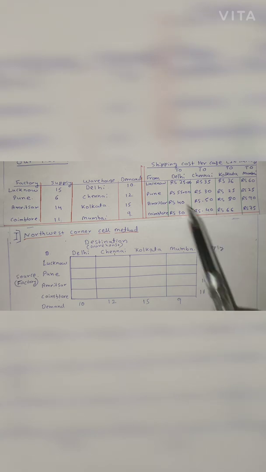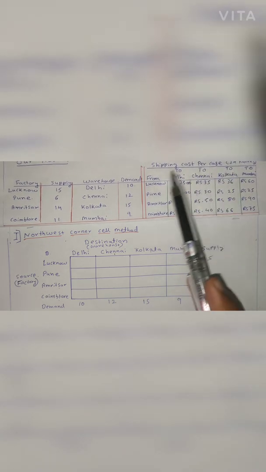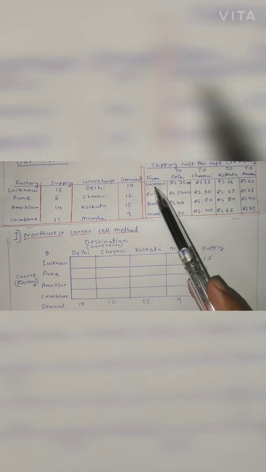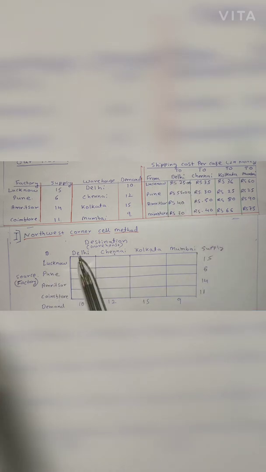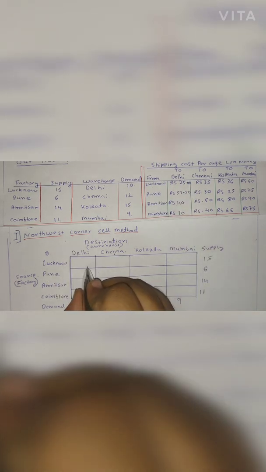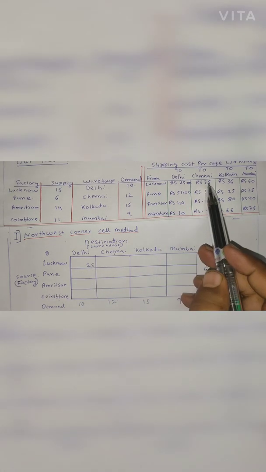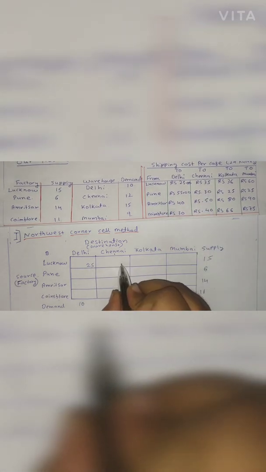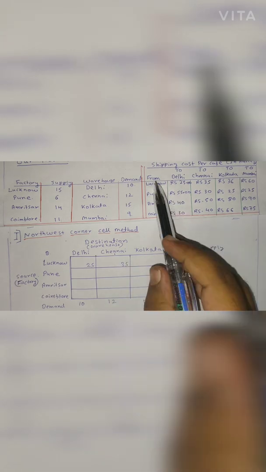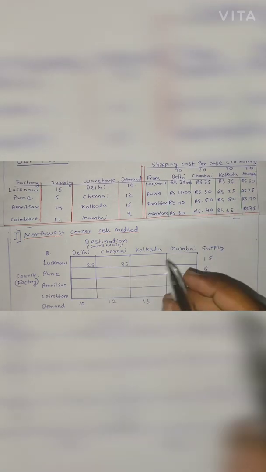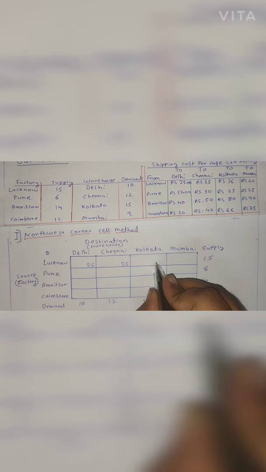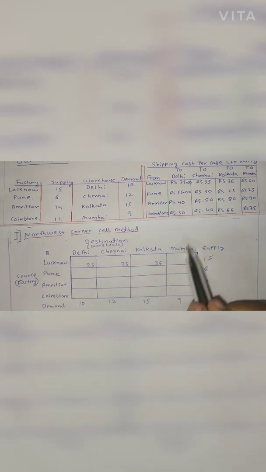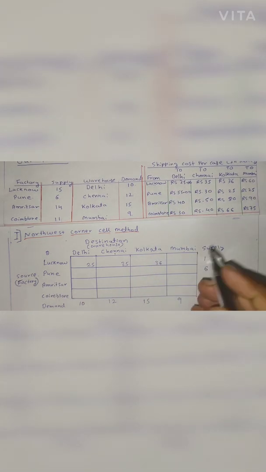Now we'll write how much is the shipping cost from each destination. Say from Lucknow to Delhi, the shipping cost is 25 rupees. From Lucknow to Chennai it is 35 rupees. Lucknow to Kolkata it is 36 rupees. From Lucknow to Mumbai it is 60 rupees.